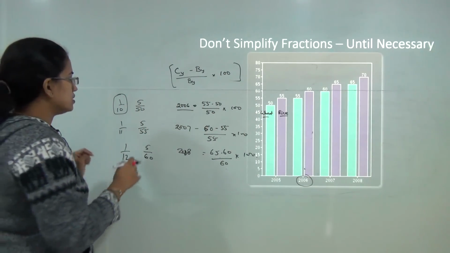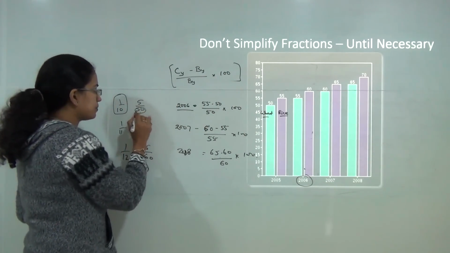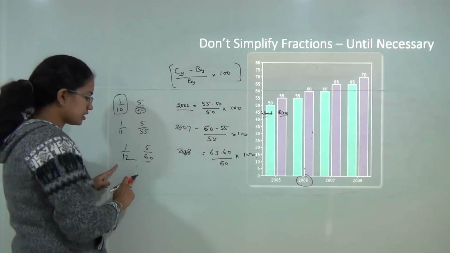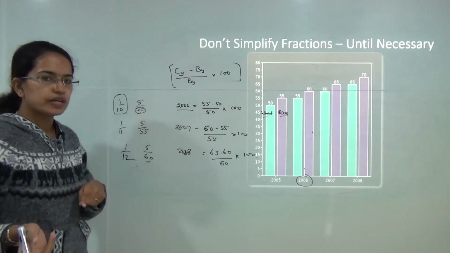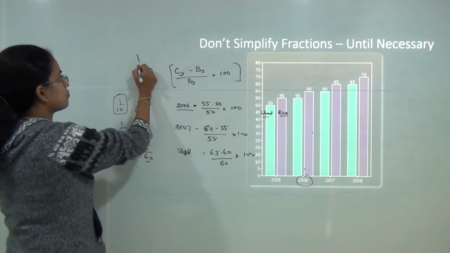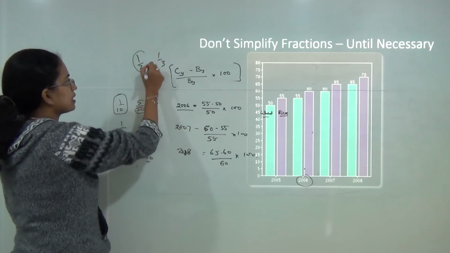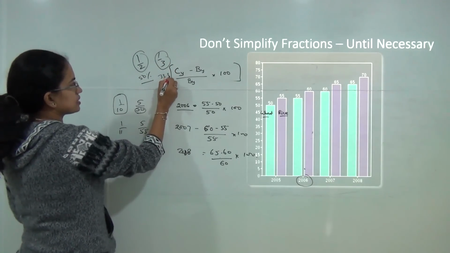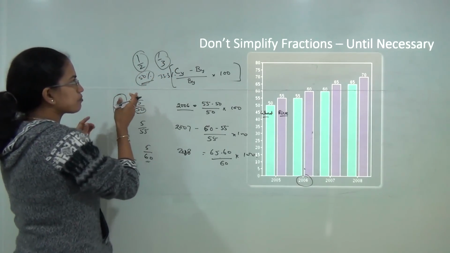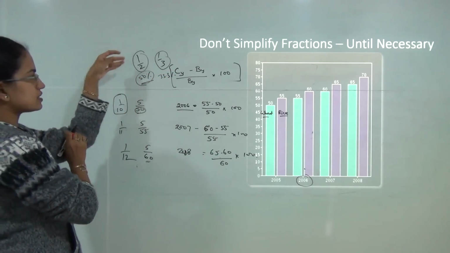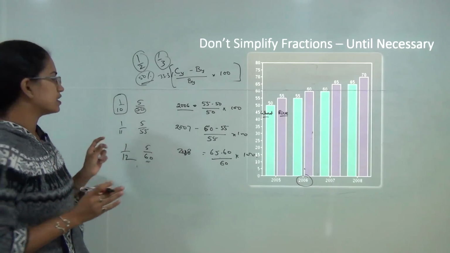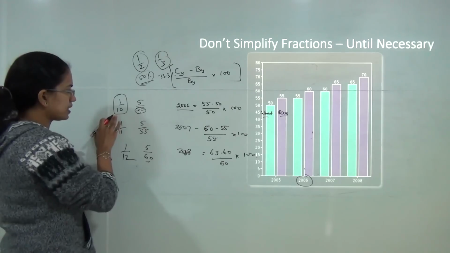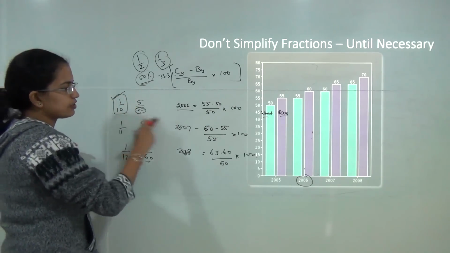Why? Because if you have higher denominators, the fraction would decrease and the answer would be lower. If I simply say 1 by 2 or 1 by 3, I can say 1 by 2 is nearly 50% and 1 by 3 is nearly 33%. That means 1 by 2 is bigger. So if your denominator is smaller, you will have a bigger answer, and therefore the highest value would be in the year 2006.